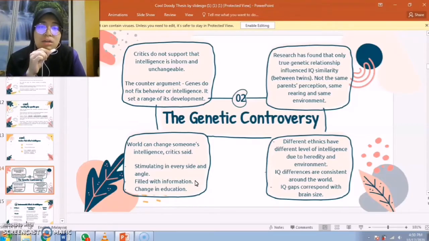The critics also say that the world can change someone's intelligence because it is stimulating on every side and angle, filled with information and changes in education. We will discuss more about this in environmental effects. Research also found that only genetic relationship influences IQ similarity between twins, not the same parents' perception, same rearing, and same environment. This is the pro-genetic theory of intelligence opinion.